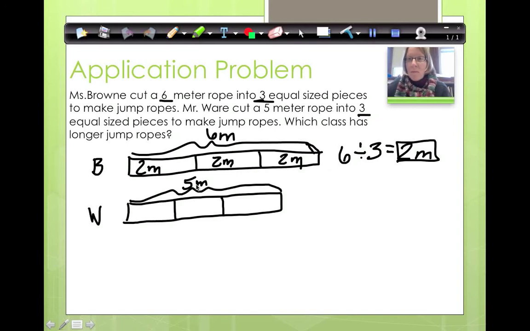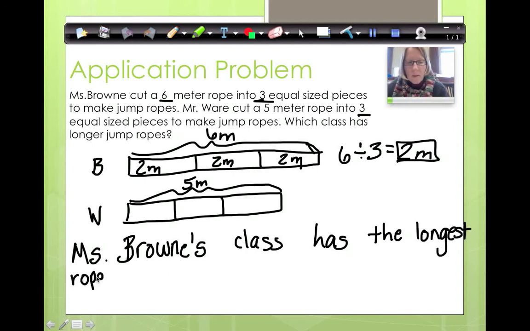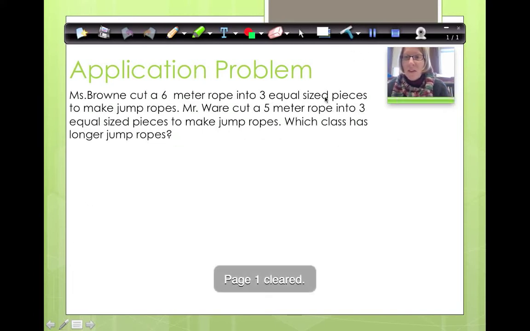So let's write that down because we must have our sentences. Ms. Brown, let's say she's got the longest ropes because we need to answer the question, which class has longer ropes? Ms. Brown's class has the longest ropes. Period. How long are they? 2 meters. 2 meters long. Very good. This is a great answer, isn't it? Okay. Moving on.